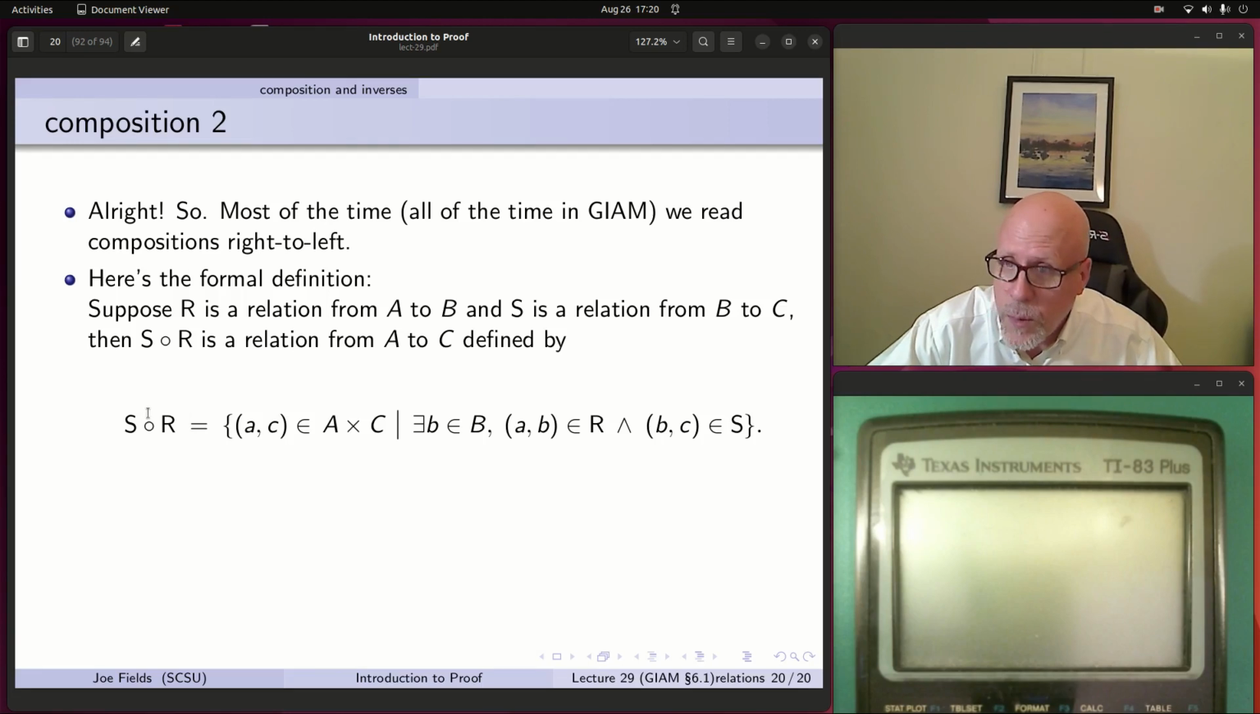S∘R is a relation, so it should be a set of ordered pairs. Those ordered pairs come from the Cartesian product of A and C. So we're looking at things of the form (a, c) as an element of A cross C.